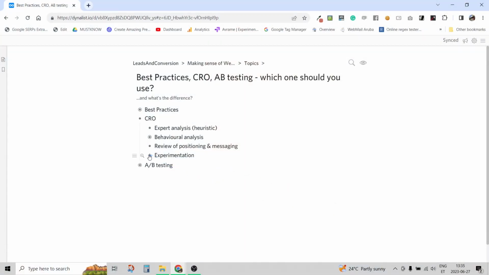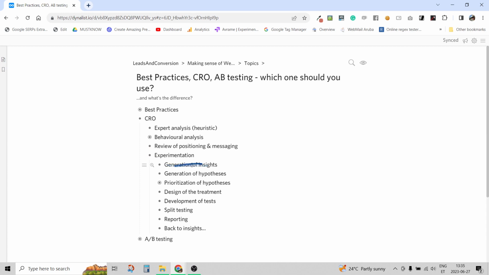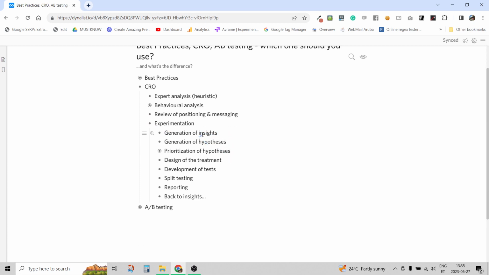And this is what we go to do in this phase, which starts with the generation of insights. So we look at all this data and we start to get ideas. Okay, I see this is like this, so maybe it's because of this particular fact that this is happening.